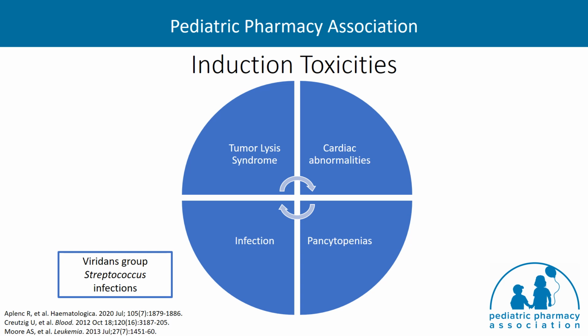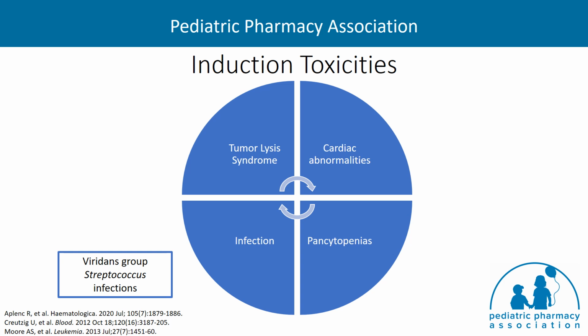Lending to that, one of the many sequelae of tumor lysis syndrome is cardiac abnormalities. An example of that being arrhythmias, either based off of the chemotherapy that they're receiving or the TLS that they may be experiencing. Additionally, these chemo regimens ultimately result in significant pancytopenias and prolonged periods of myelosuppression, which put these patients at incredibly high risks of infection.